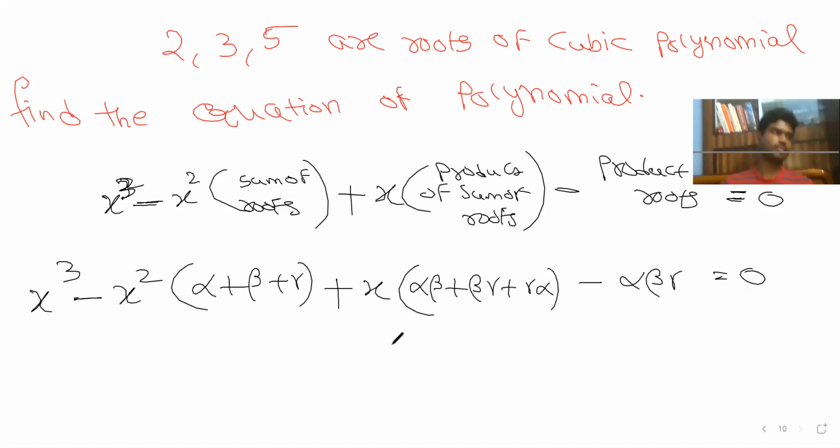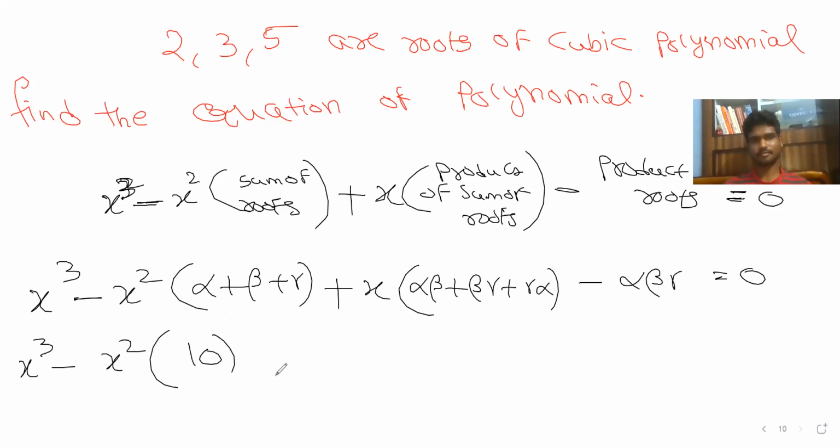See, we can form it. So I substitute the values of alpha beta plus beta gamma plus gamma alpha. I don't know actually what's written there. See, alpha is 2, they are the roots. Beta is 3, gamma is 5. That's it. Just a second.